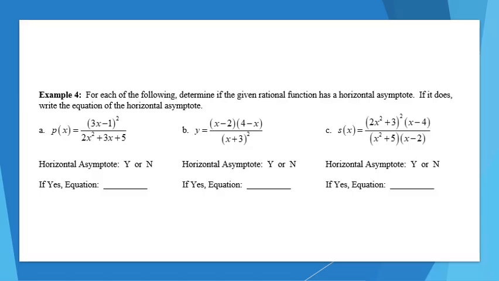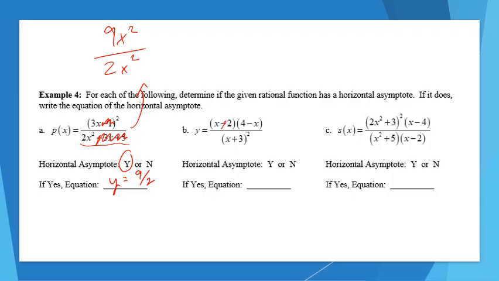All right, so finally, example 4. For each of the following, determine if the given rational function has a horizontal asymptote or not. If it does, write the equation of the horizontal asymptote. So here we can almost cross this off. And then this is already in the standard form, so we can cross off those two terms. So this really just becomes 9x squared over 2x squared, which is equally heavy, so it should have a horizontal asymptote at y equals 9 over 2, or 4.5.